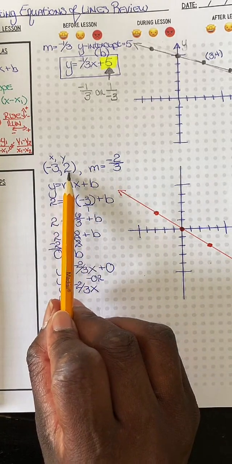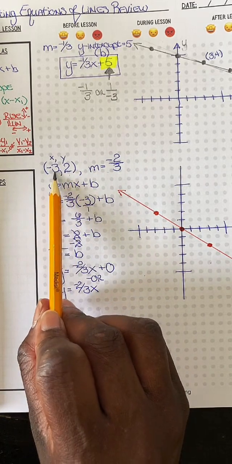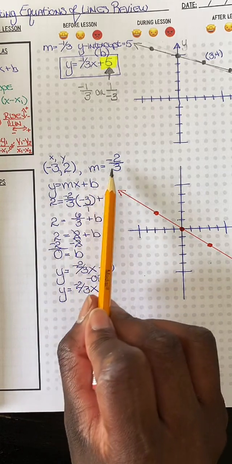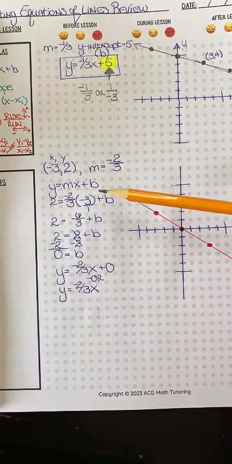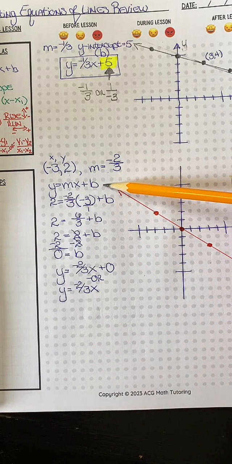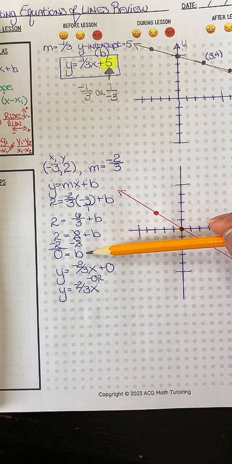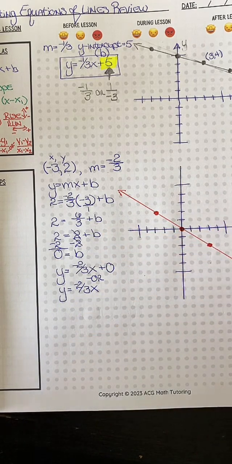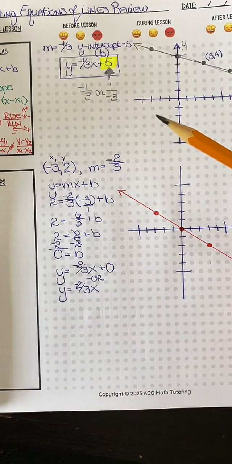All right. What do we do when they give you a point, the x and the y, and they give you the slope? One of the ways I carried on with that was slope-intercept form. We plugged in the 2 for the y and negative 3 for the x, and the negative 2/3 went for the m. The goal when you do it this way is to find your y-intercept. Once you find your y-intercept, you can summarize it by writing the equation of the line.